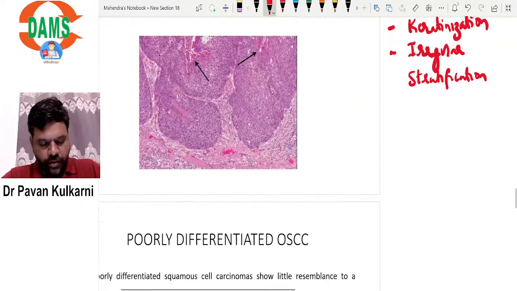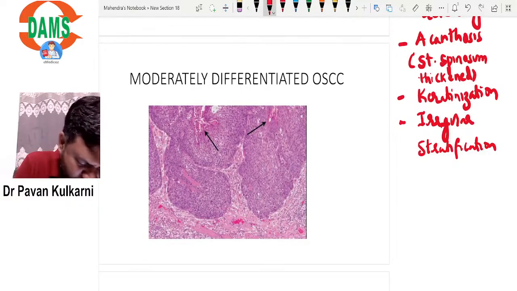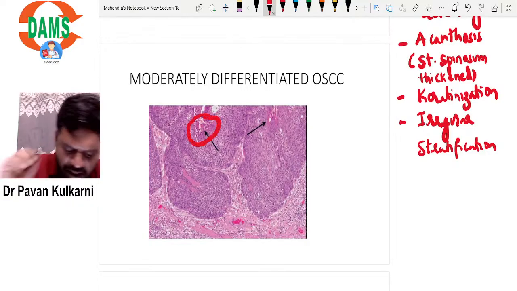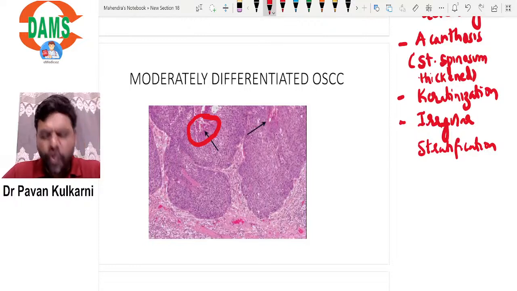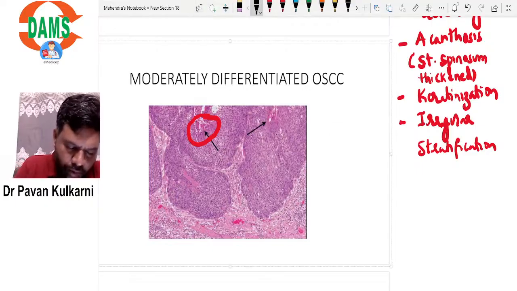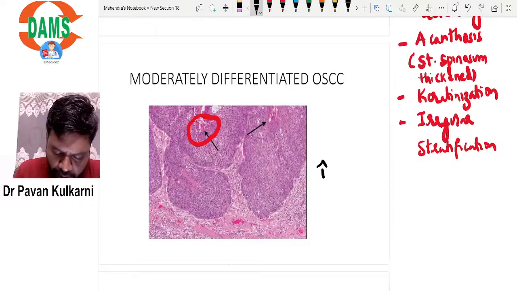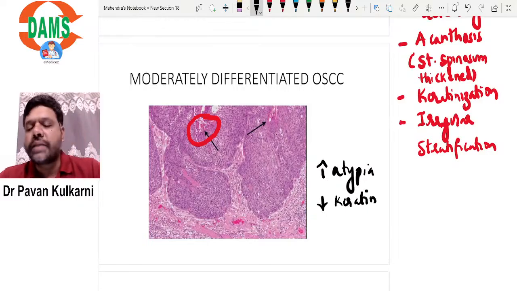Okay, I'll just show you an image of this. Look at this image of moderately differentiated. You can see there is so little keratin. I'll just focus on one area. This is one area where you can see keratin. And look at the epithelium. It is showing so much atypia. So there is more atypia and less keratin in the case of moderately differentiated squamous cell carcinoma.